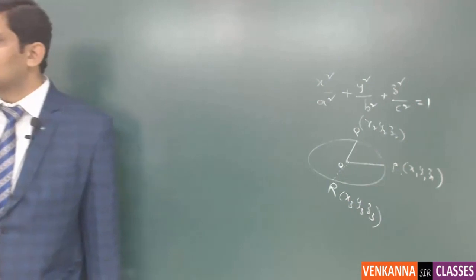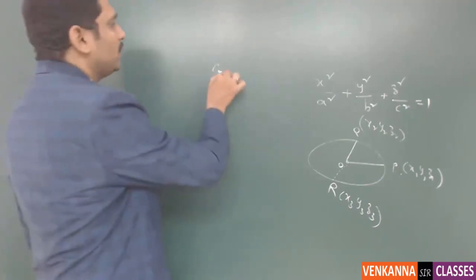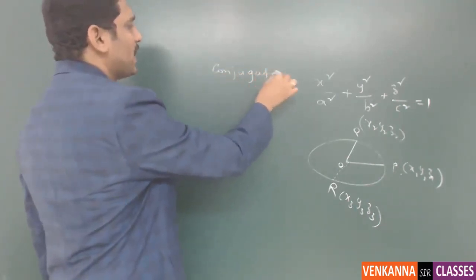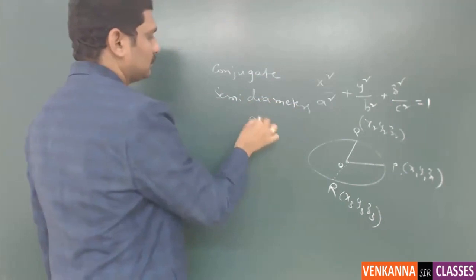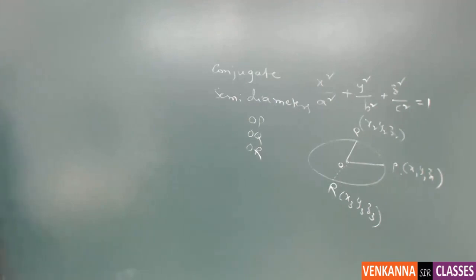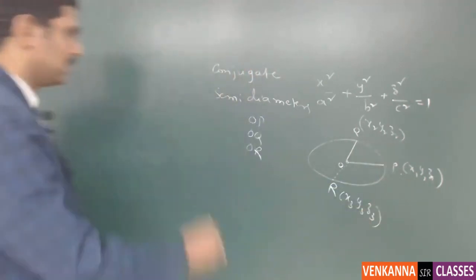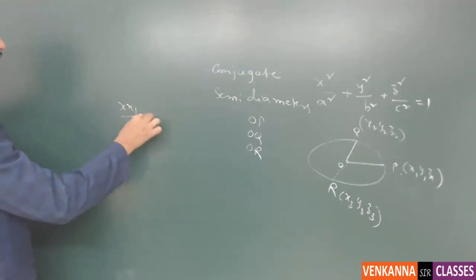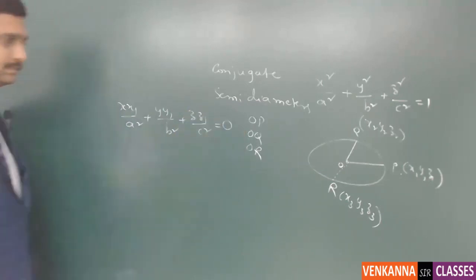Let us say OP, OQ, and OR are nothing but the conjugate semi-diameters. What I am taking are conjugate semi-diameters. So they will satisfy certain kind of properties. So you can consider the respective diametral plane equations. At the point P, the diametral plane is nothing but x1 by a square plus y1 by b square plus z1 by c square equal to 0.